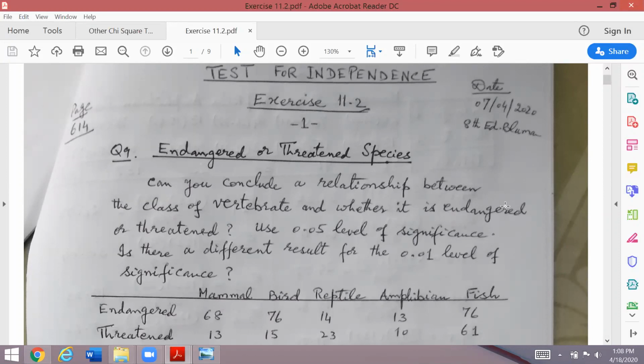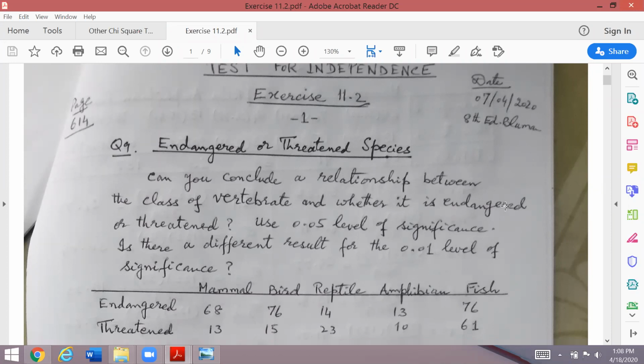Can you conclude a relationship between the class of the vertebrate and whether it is endangered or threatened? Use 0.05 level of significance. Is there a different result for the 0.01 level of significance? So he is giving you two levels of significance. He's asking whether, at different levels, the result is also different or the same. Fine, good enough, no problem.